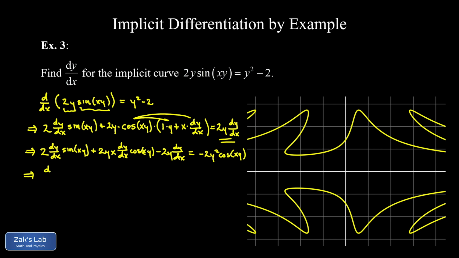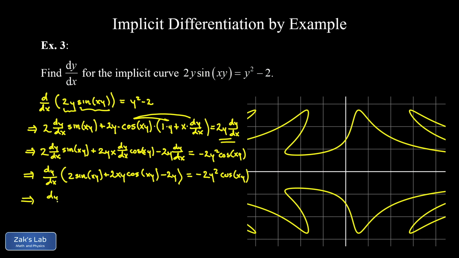So now we factor the dy/dx out of the left-hand side. I'm going to go ahead and write the second term as a 2xy. It's just more comfortable that way because it's alphabetical order. All right, so the dy/dx is pulled out. And again, on the right-hand side, we still have a negative 2y squared cosine of xy. So now we're ready to state our final answer.